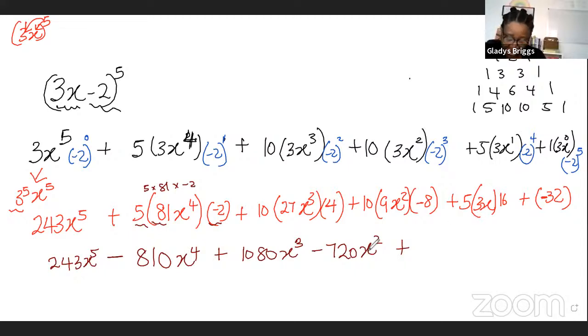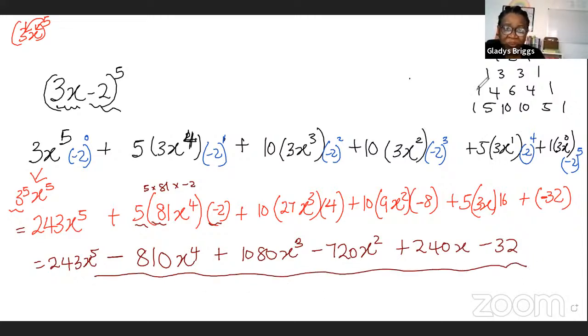Plus 5 times 3 and 16 is 240x minus 32. Okay, so that's our expansion. Yeah, that's our expansion of that number using Pascal's triangle. All right, guys, now don't panic. It's not difficult. It's just to follow the steps.